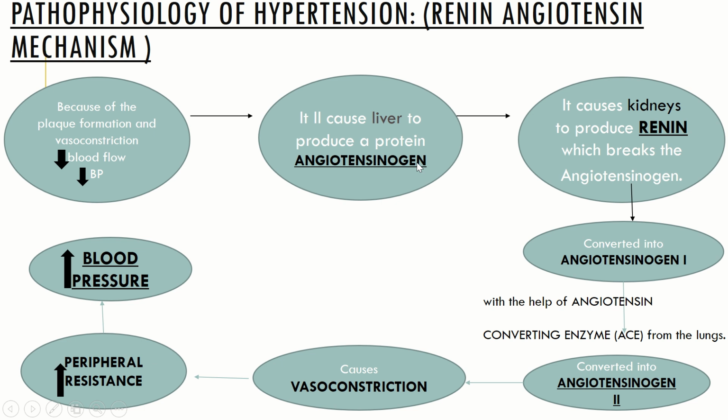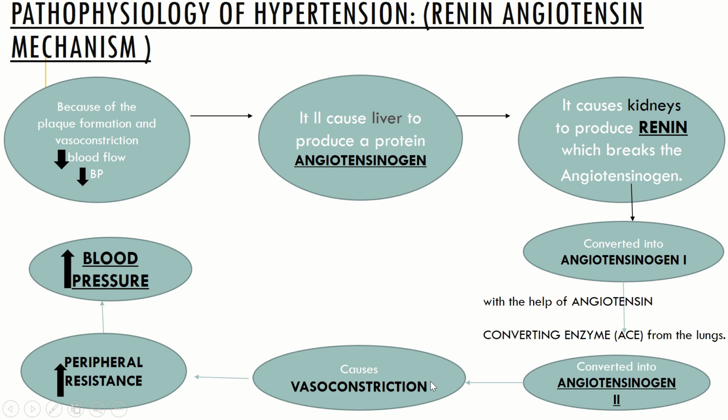So to break this angiotensinogen, the kidneys produce a product called renin. So this angiotensinogen is being converted into angiotensin 1. And there is an enzyme in the lungs called angiotensin converting enzyme, which helps in converting angiotensin 1 to angiotensin 2, and this causes the vasoconstriction.